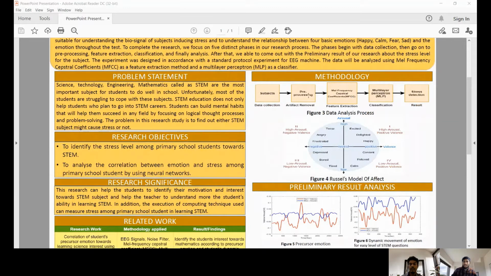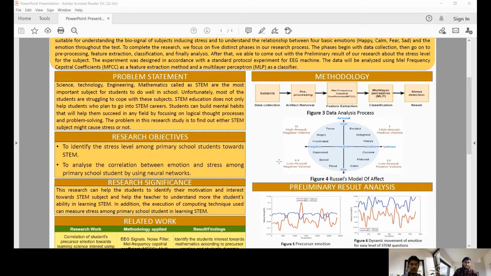Here is our methodology. This is the process of data analysis. At first, we collect data from the subject, then pre-processing using artifact removal, then feature extraction using MFCC, then classification using the MLP, and finally the result for the stress detection.